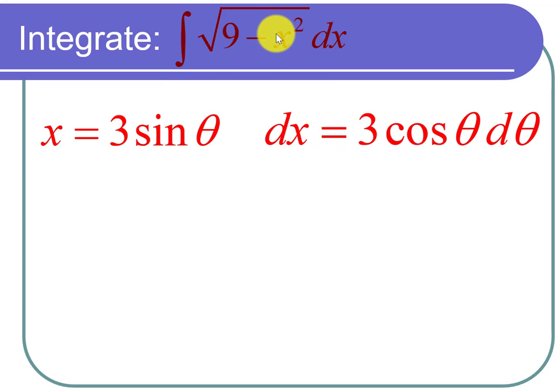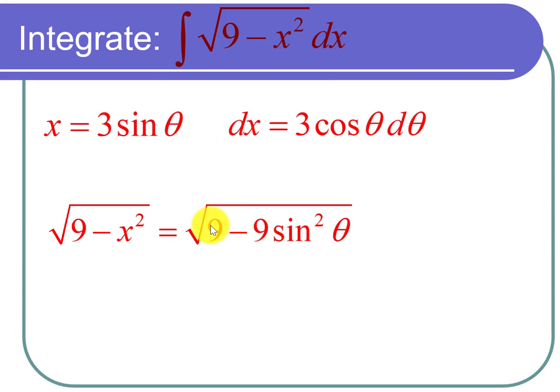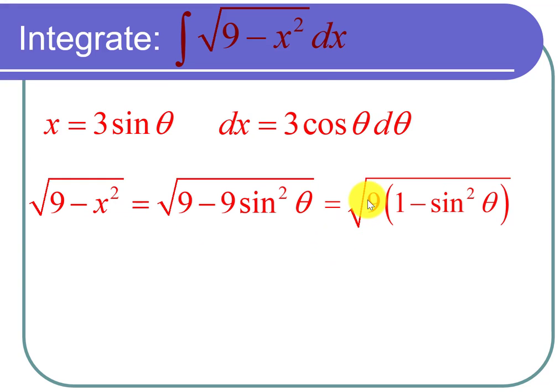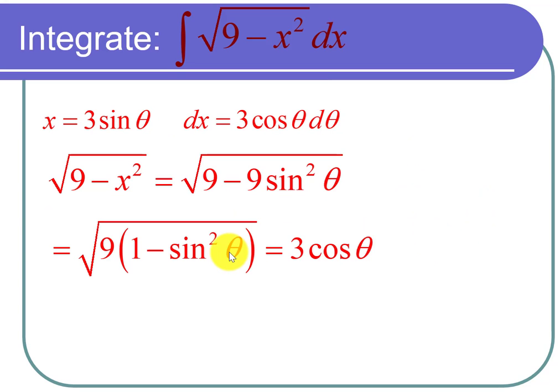And now the square root of 9 minus x squared, if we plug in 3 sine of theta, we get the square root of 9 minus 9 sine squared of theta. And then we can factor out the 9, and we get the square root of 9 times 1 minus sine squared of theta. And here's where the beauty comes. 1 minus sine squared of theta is cosine squared of theta. And the nice thing is when you have cosine squared of theta, now we don't have a plus or a minus, so we really can take the square root of each. The square root of 9 is 3. The square root of cosine squared of theta is just cosine of theta.